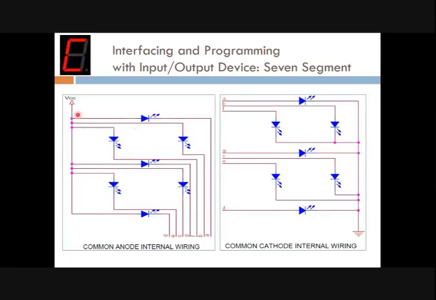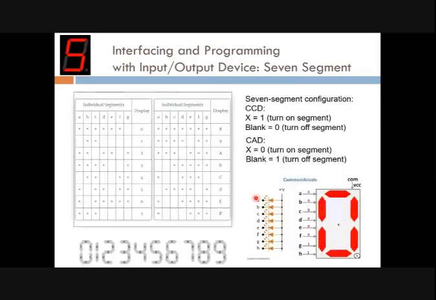So right now this is a common anode. In order to light up a specific segment, the pins here, which we call A, B, C, D, E, F, G, you need to activate either by logic 0 or by logic 1. That depends on the configuration of the 7 segment. So looking at this table, this is how you light up.